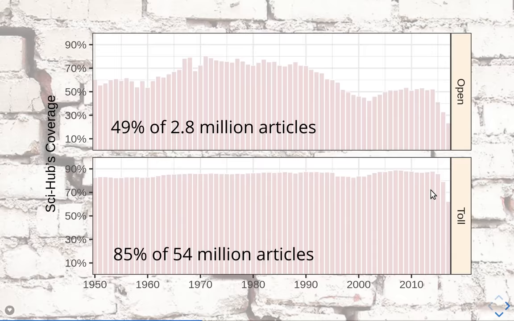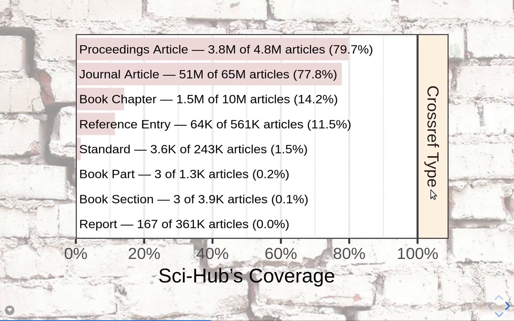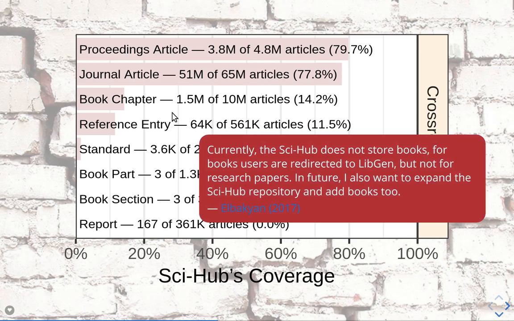We looked at the different types of articles. Most of what was in CrossRef were journal articles and conference proceedings, of which Sci-Hub had above 75% coverage. Sci-Hub had much lower coverage on the 10 million book chapters, which are also a common form of scholarly document. And in a blog post in 2017, Alexandra confirmed this finding, and she wrote, "Currently, Sci-Hub does not store books. For books, users are redirected to LibGen, but not for research papers. In future, I also want to expand the Sci-Hub repository and add books too."